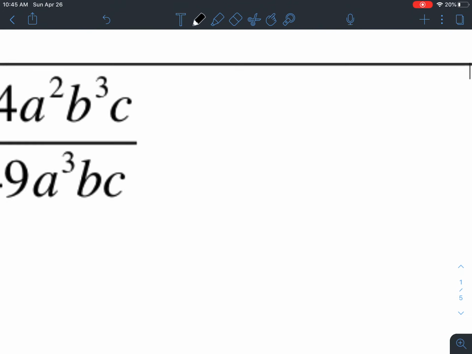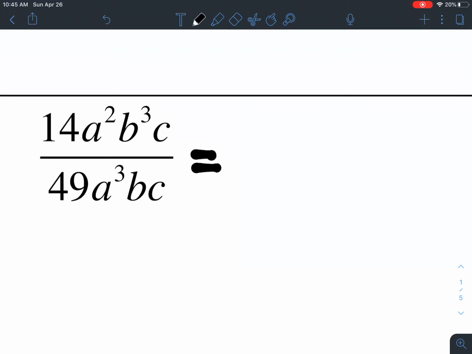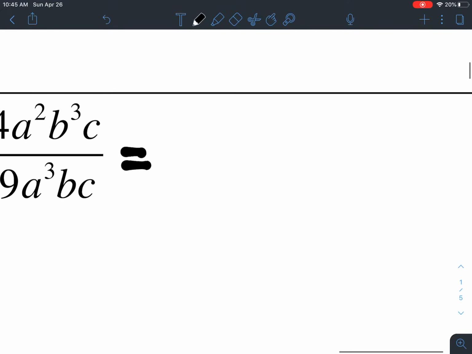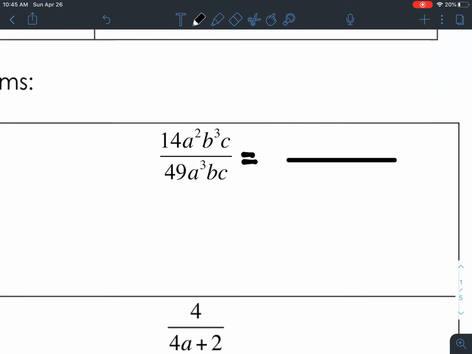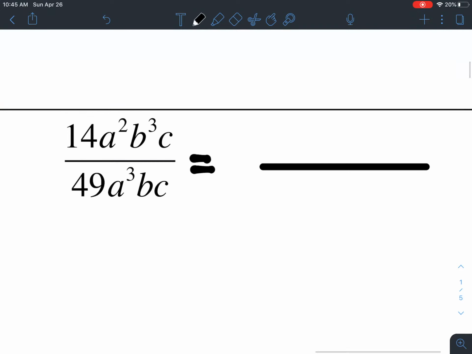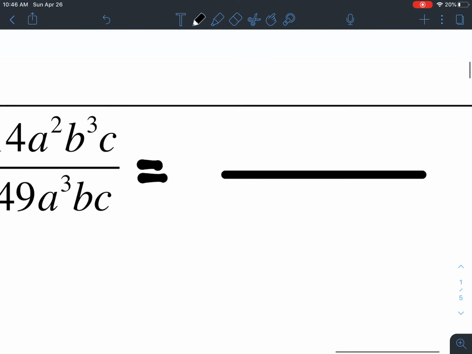Now the next one's very similar. So you're going to look at it term by term. Let's look at the 14 and the 49. Well, what reduces into the 14 and the 49, which is 7, right? So 2 over 7 is our start.